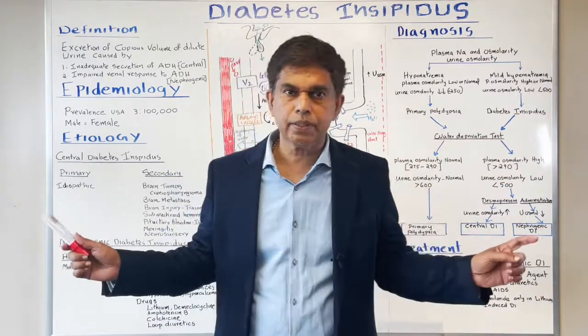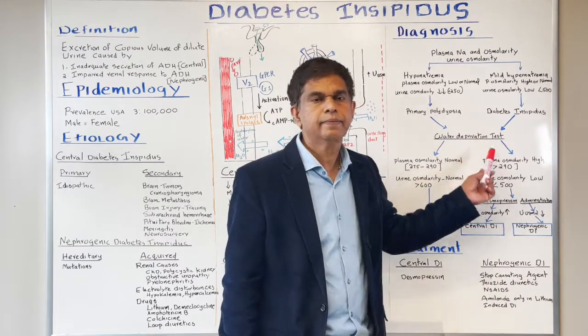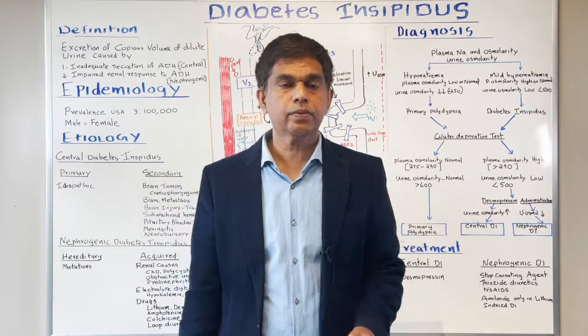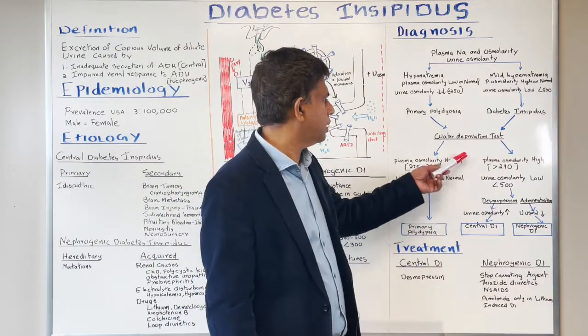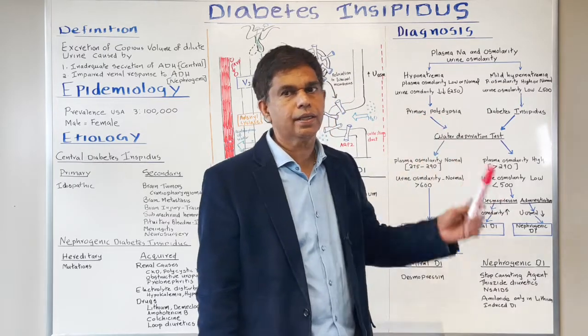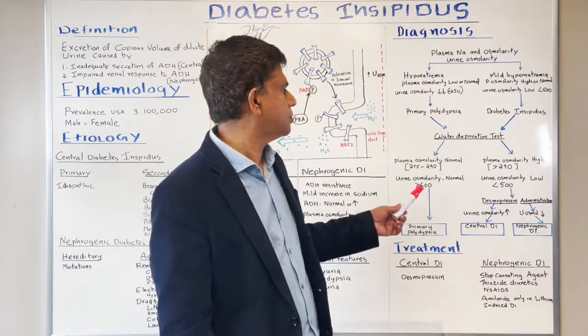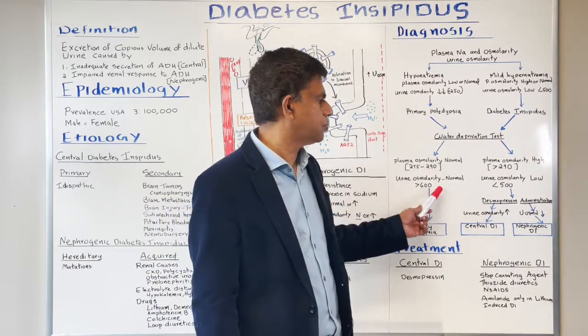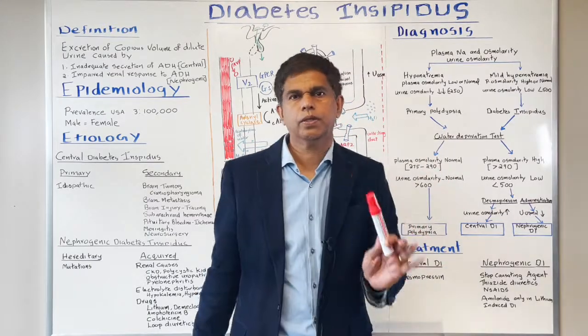Now we got some confirmatory tests we have to do. What are the confirmatory tests? You got the water deprivation test, right? You just don't give the water for a few hours and then you check the labs again. So all of this should come back to normal, because this guy, what's his problem? He's drinking like crazy, right? There's nothing wrong with him, but he kept on drinking. That's a problem. So plasma osmolarity becomes normal, urine osmolarity becomes normal. That kind of confirms it's primary polydipsia.